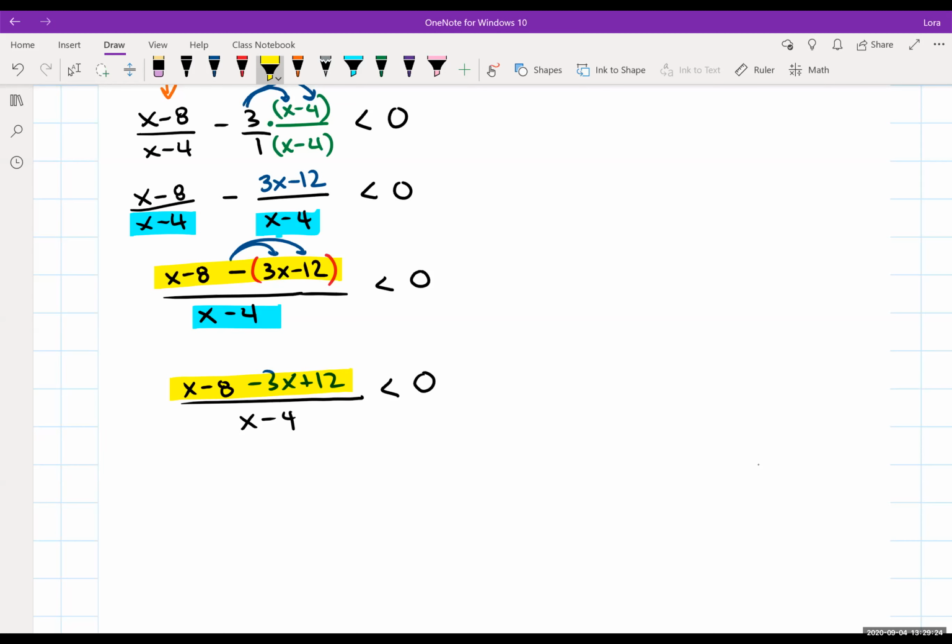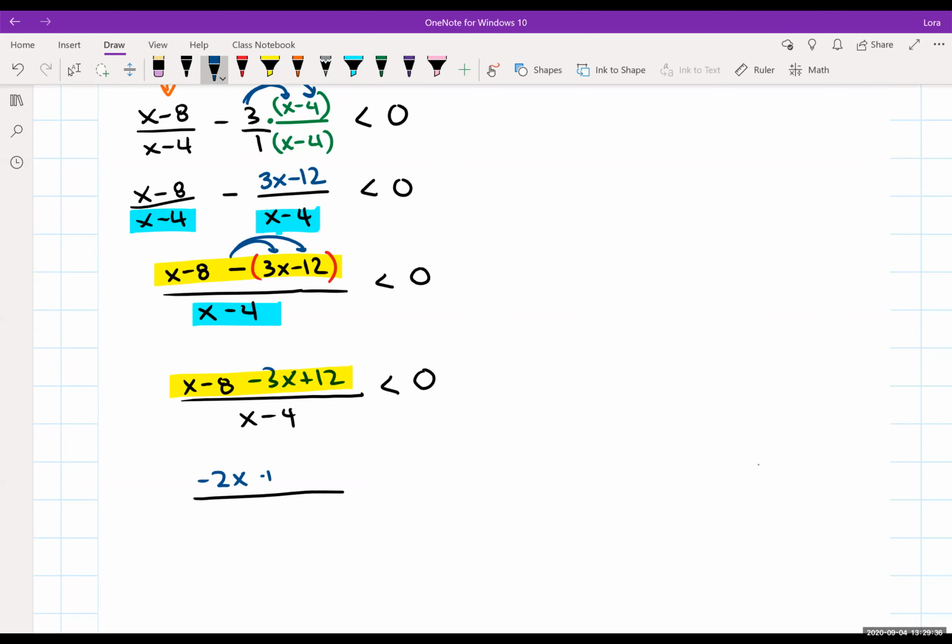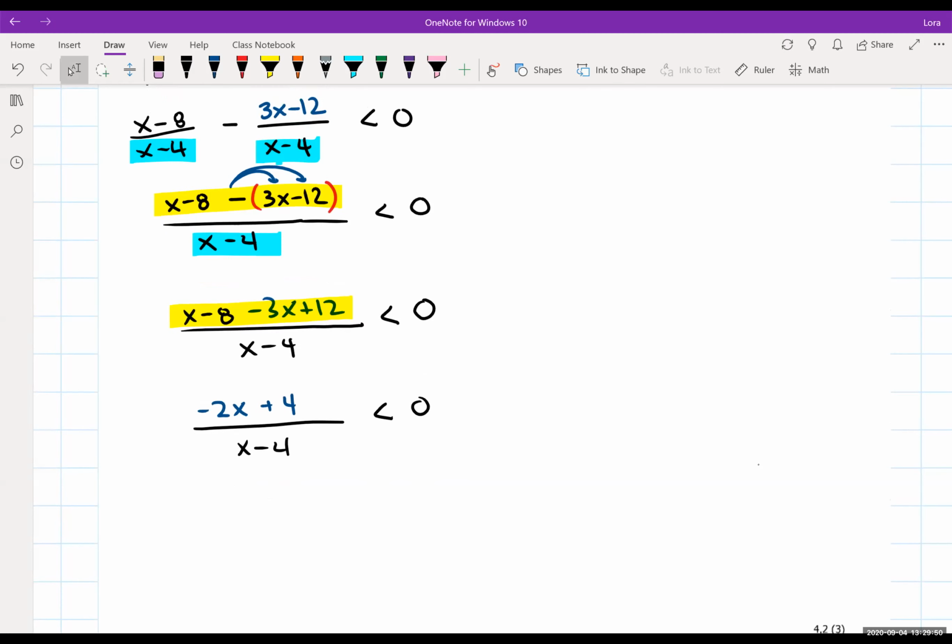So I'm going to take a little time on that and say, okay, x take away 3x is going to leave me with negative 2x. And negative 8 plus 12 should leave me with a positive 4, or plus 4. So now I have negative 2x plus 4 still all over x minus 4 compared to 0, less than 0. And this is the stage we want to be in so that we can use the sign analysis method.